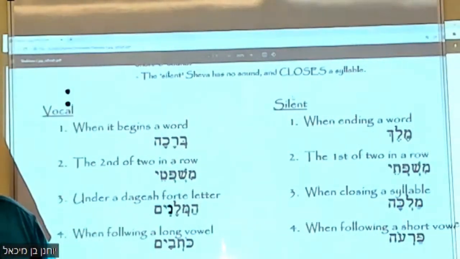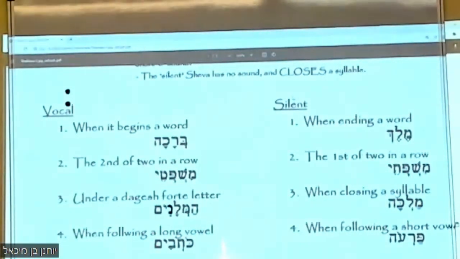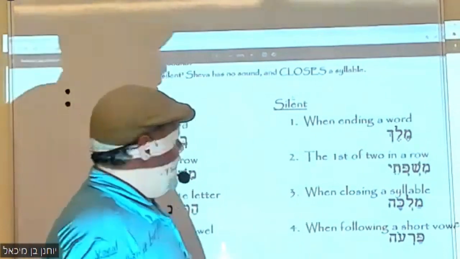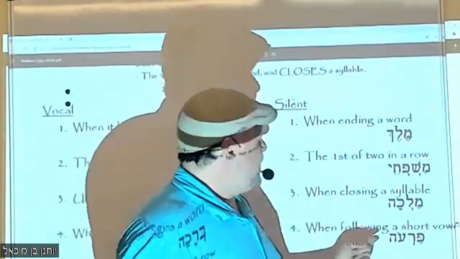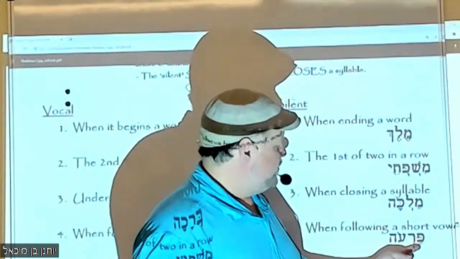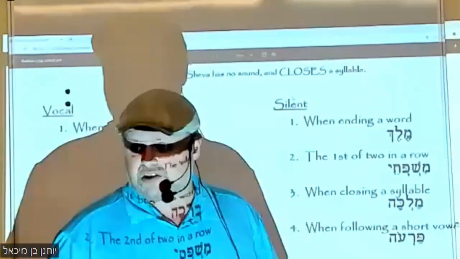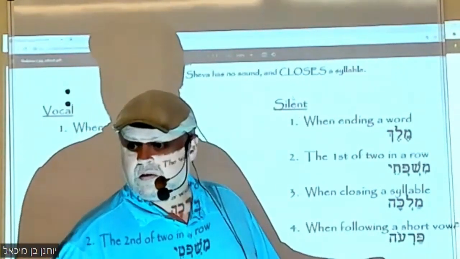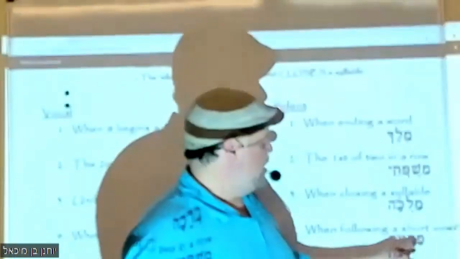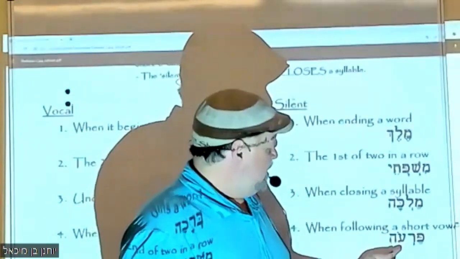Mishpateh, from my mouth, from my lips. Yeah, it's the same word. All right. So closing syllable, and then when following a short vowel. So we have the letter pay, and it's pointed with patach, short duration A. We have a resh, and it's pointed with a silent shva. So what sound is that? Par, right? Pa, par, par, like a cat, like a pirate.